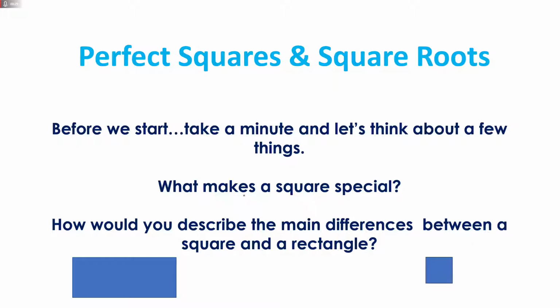So we should remember that a square is a four-sided shape where all of the sides are the same length. That makes it different from a rectangle, because a rectangle is a four-sided shape, but all the sides don't have to be the same length. We also remember that there are right angles in both of these, but the main thing we want to focus on is that a square has all sides that are the same length.